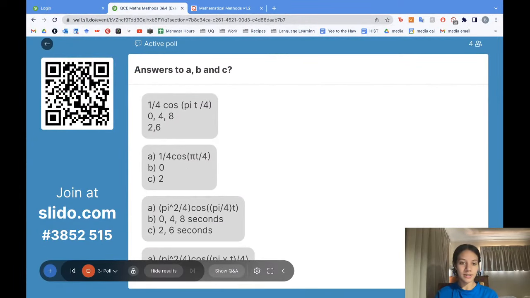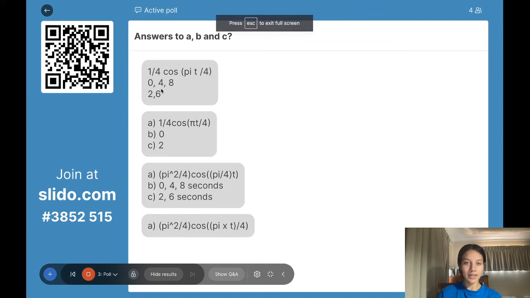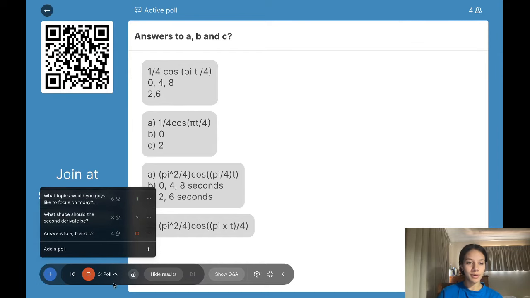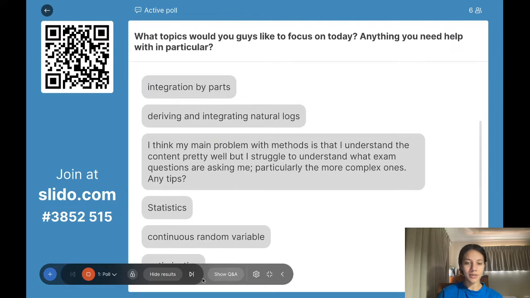2 and 6. Alright, looks like everyone was on the right track. So we have a missing answer there with just 2. Alright, that's a good job, guys. Looks like you're on the right track. So going back to that earlier poll, I think someone mentioned optimization.